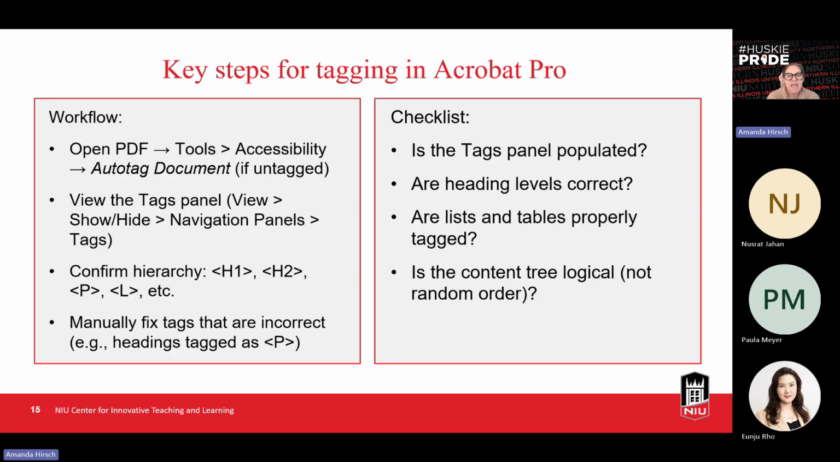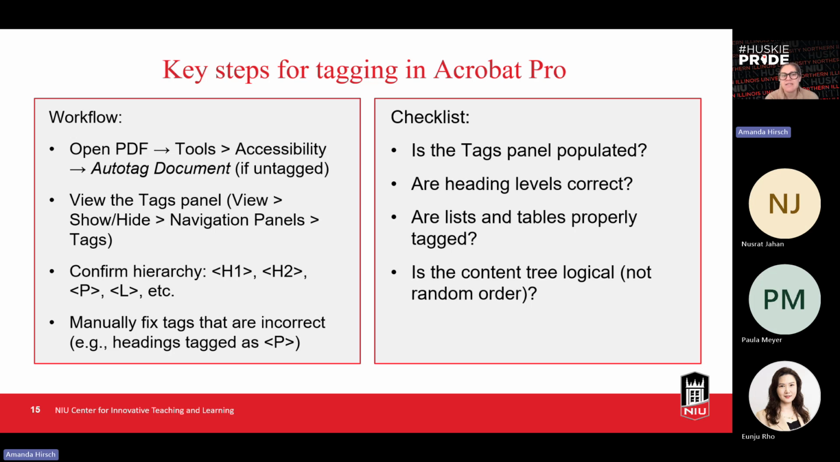So some steps for tagging in Acrobat Pro: you're going to open your PDF. You're going to go to Tools, Accessibility, Auto Tag Document if it's untagged, and then you're going to view the Tags panel. So you view, show, hide, navigation panels, and tags, and then you're going to confirm your hierarchy. So you want heading 1 to be the first heading level, heading 2 to be the second heading level, P for paragraphs, etc. And you'll need to go through and then manually fix the tags that are incorrect.